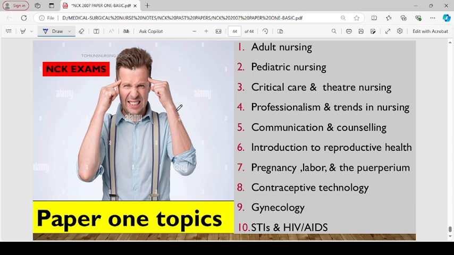Ladies and gentlemen, we've come to the end of the presentation. Remember, paper 1 topics will always be here for us. Adult nursing, pediatric nursing, critical care and theater nursing, professionalism and trends in nursing, communication and counseling, introduction to reproductive health, pregnancy, labor and puerperium, contraceptive technology, gynecological nursing, and STI and HIV AIDS.